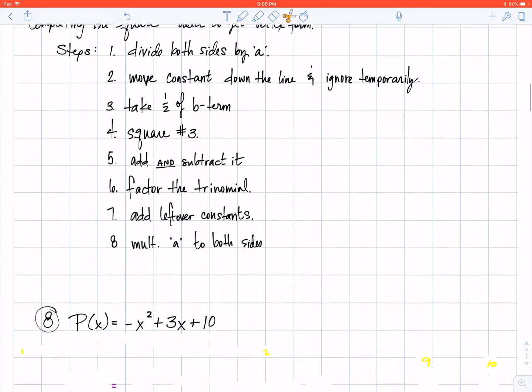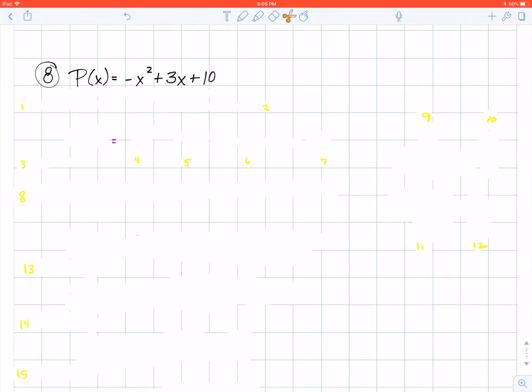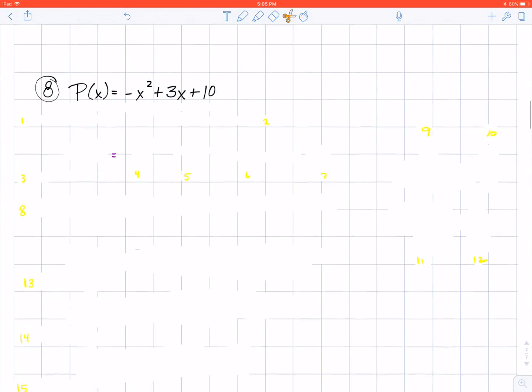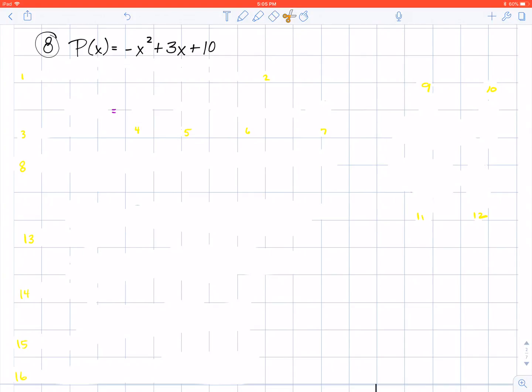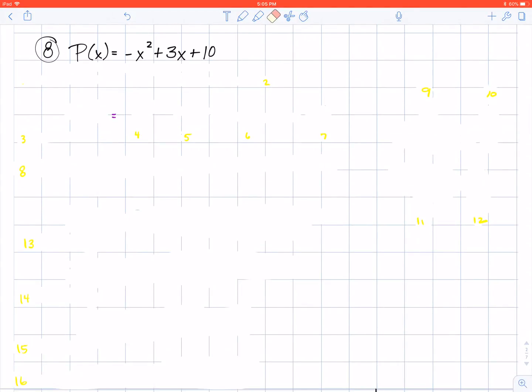Now I want to show you that we're going to be doing all of our work here on number 8. The A in number 8 is just simply a negative 1. If you look down at number 30, the A in number 30 is a 2. But in this case, for number 8, the A is a negative. So the very first thing that I want to do is get rid of that A on both sides. I want to divide both sides by the A. So I'm going to do this by dividing on the left side by negative 1 and on the right side by negative 1. Totally legal because I'm doing the same thing on both sides.